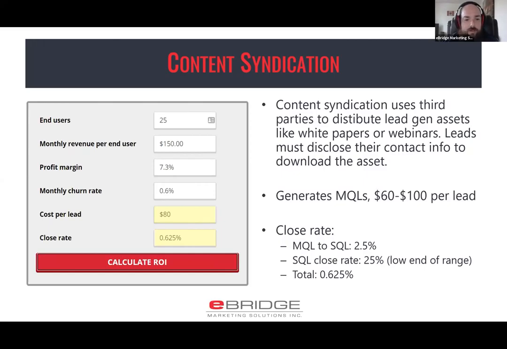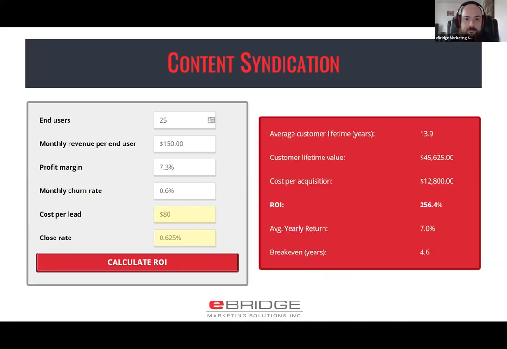So, on the left-hand side in the calculator here, for the cost per lead, which I highlighted, it's $80, which is the midpoint. And then we have our close rate. The rest of the parameters at the top are unchanged from the defaults. So let's see what happens to our ROI when our cost per lead is $80 and our close rate is 0.6%. We get an ROI of 250%.